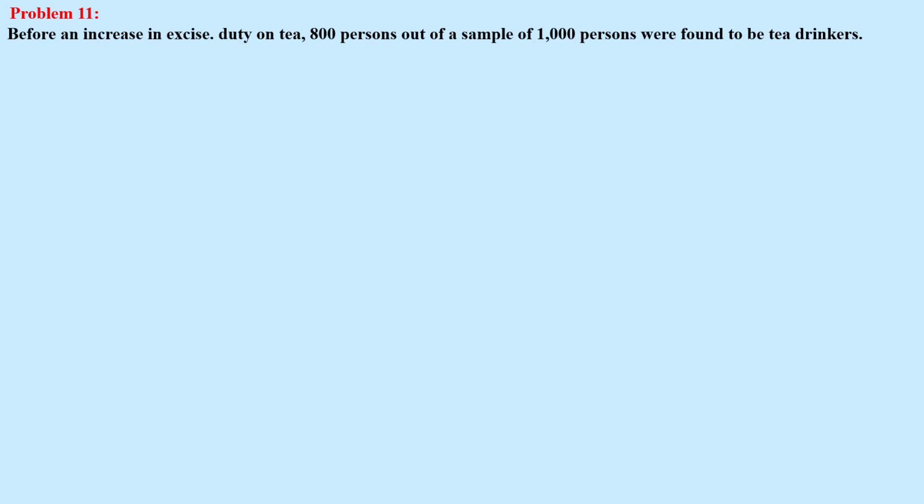Next problem. Before an increase in excise duty on tea, 800 out of 1000 were found to be tea drinkers. After an increase in duty, 800 were tea drinkers in a sample of 1200 people. Using standard error of proportion, state whether there is a significant decrease in the consumption of tea after the increase in the excise duty.